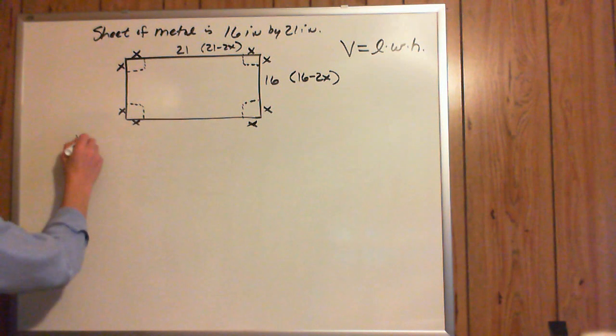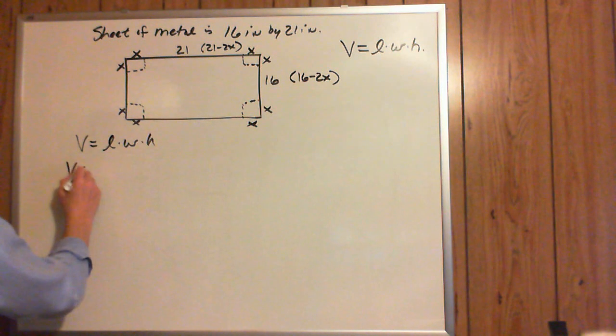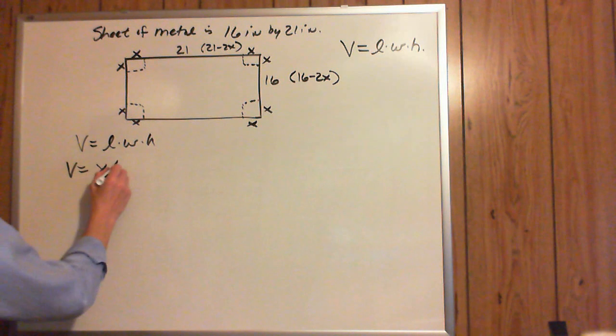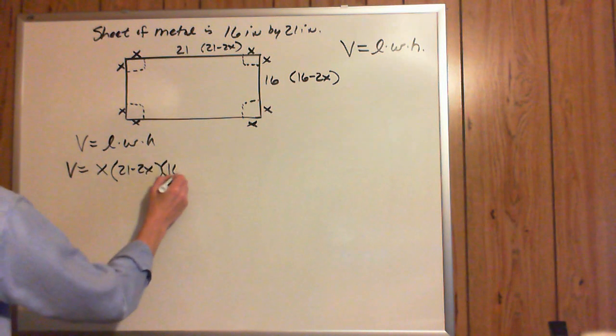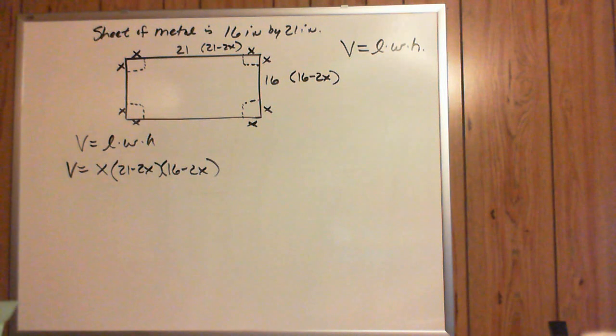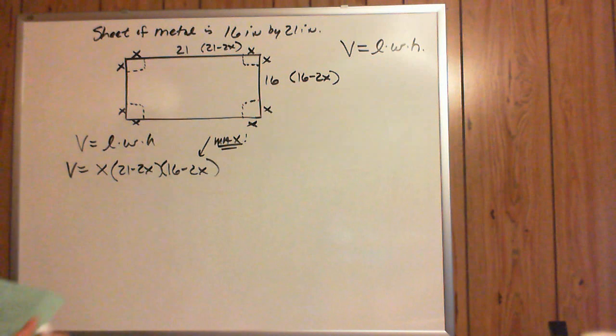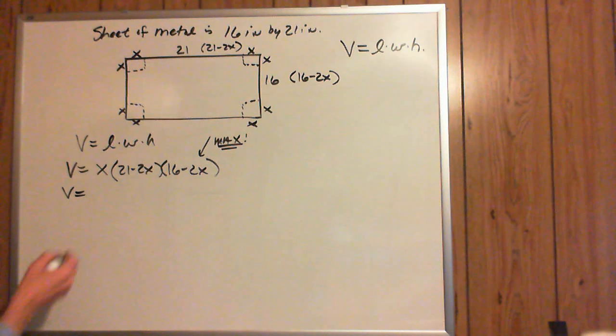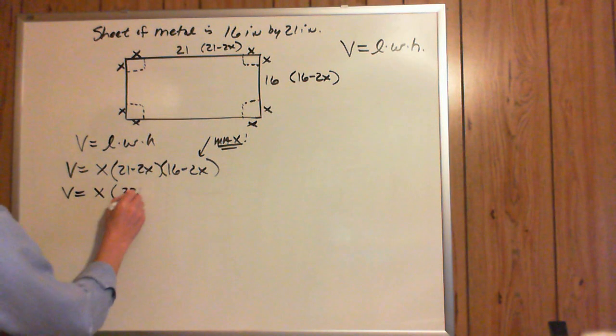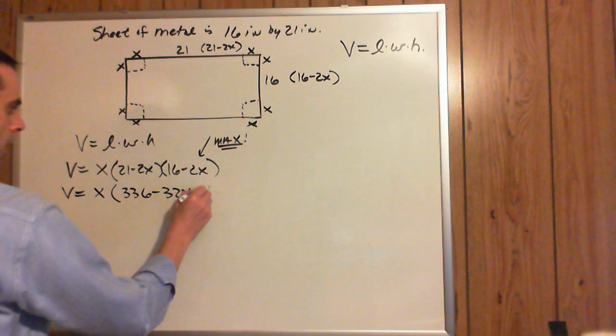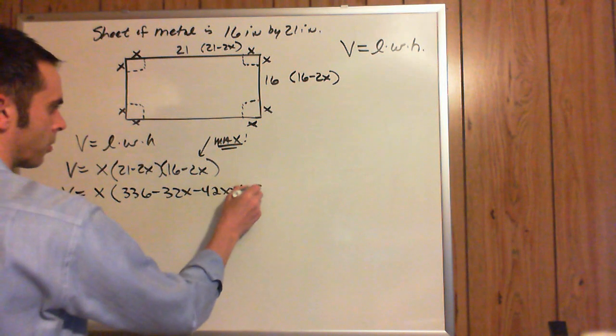So let's take a look at putting it all together. As a rewrite, we would just have x times 21 minus 2x times 16 minus 2x. And now this is what we want to maximize. So we want to take its derivative. A couple of different things we could do. We could do a product rule there, actually, or distribute and clean it up. So let's do the more common approach, which would be to FOIL and then distribute. So we would have here x times 336 minus 32x minus 42x plus 4x squared.